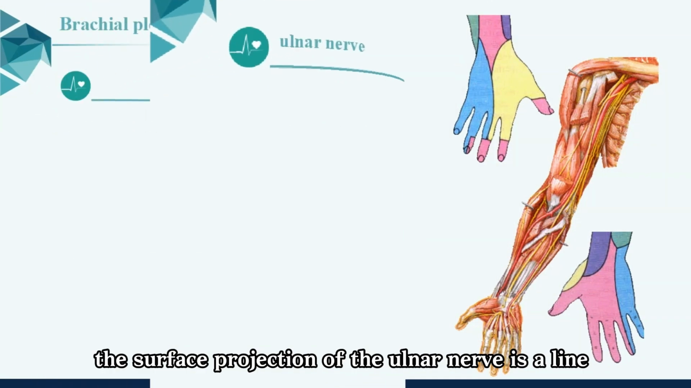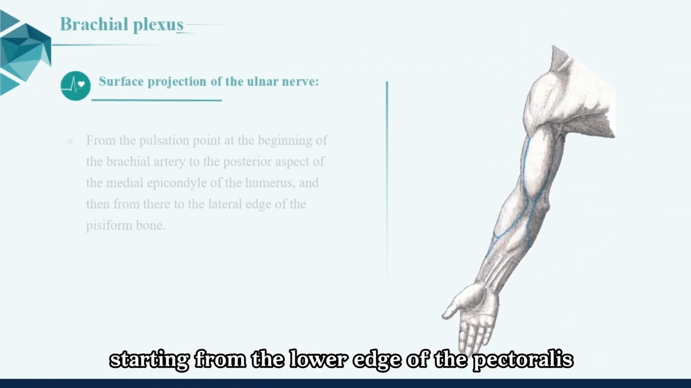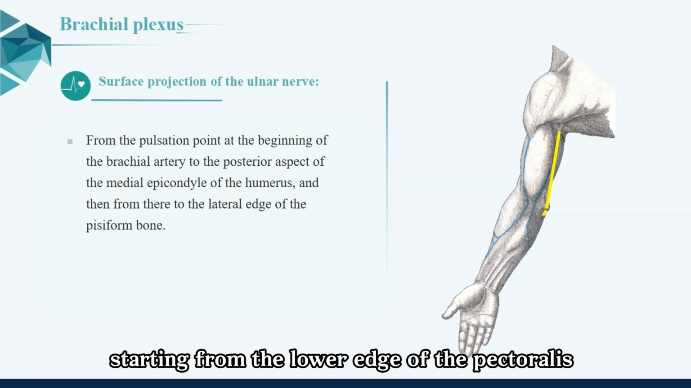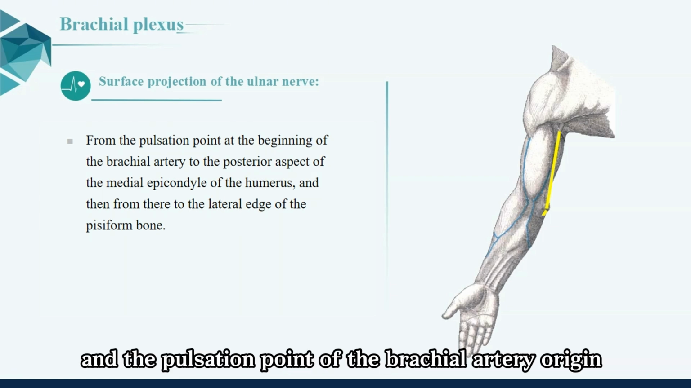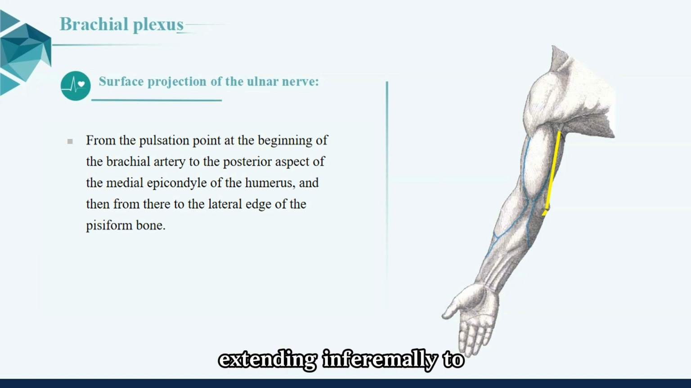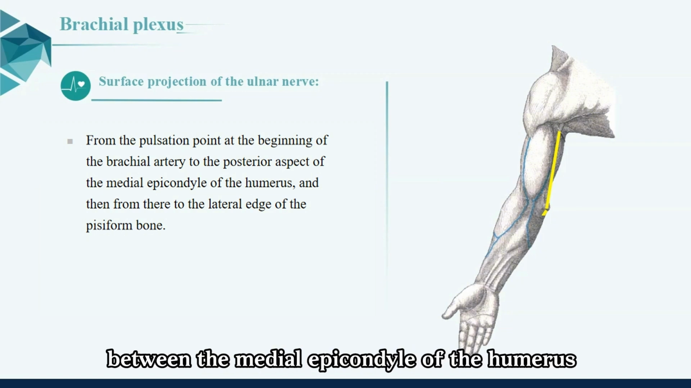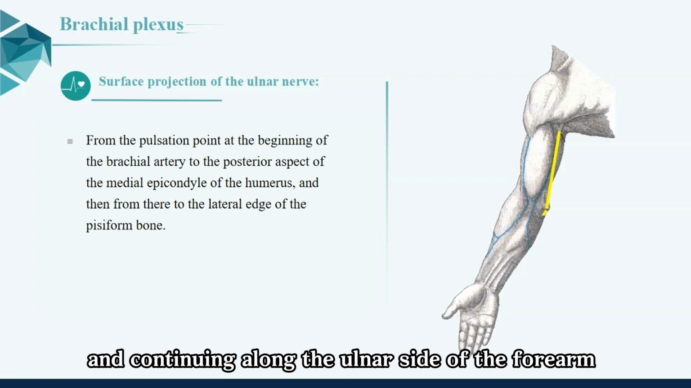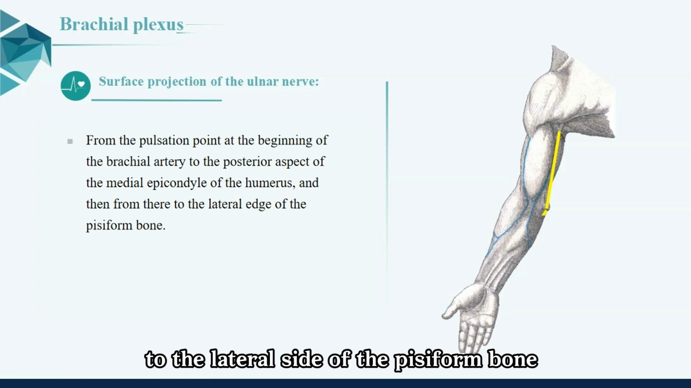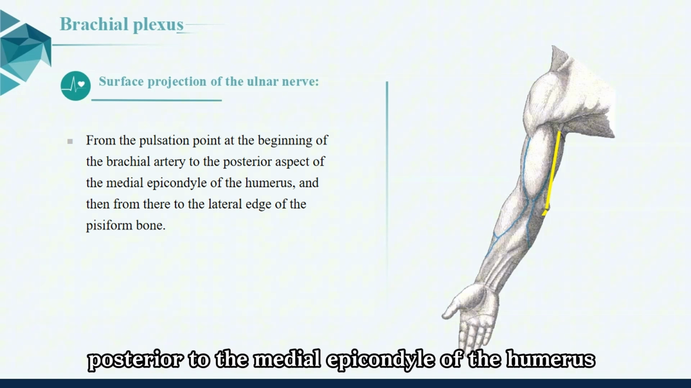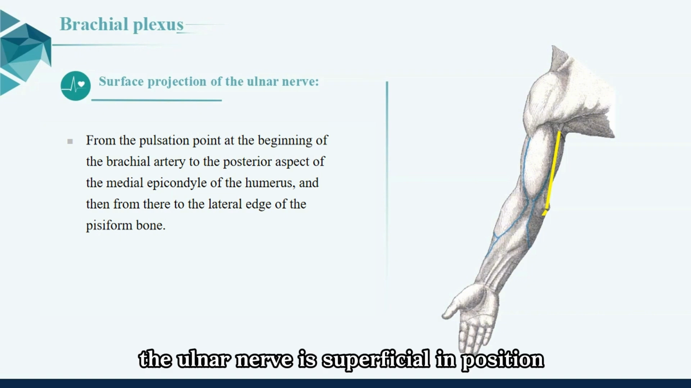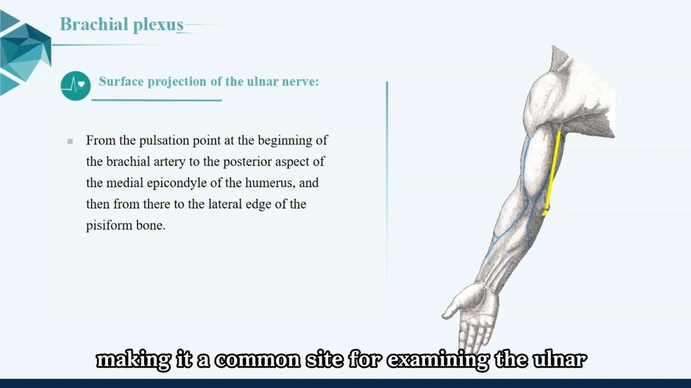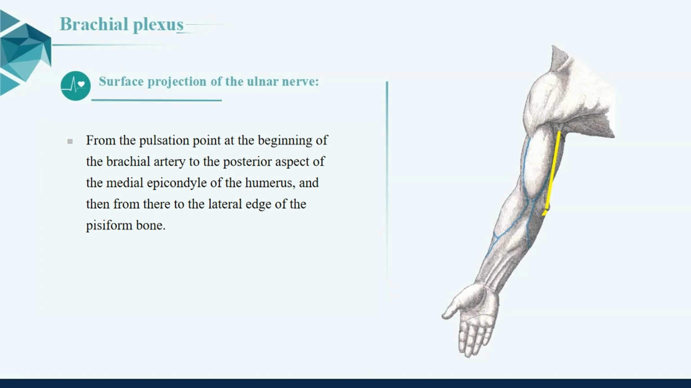The surface projection of the ulnar nerve is a line starting from the lower edge of the pectoralis major muscle and the pulsation point of the brachial artery origin, extending inferomedially to between the medial epicondyle of the humerus and the olecranon, and continuing along the ulnar side of the forearm to the lateral side of the pisiform bone, posterior to the medial epicondyle of the humerus. The ulnar nerve is superficial in position, making it a common site for examining the ulnar nerve.